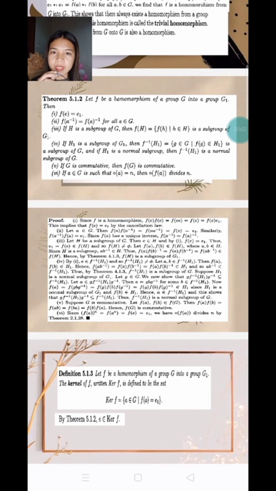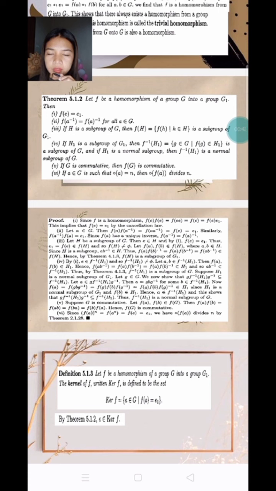In theorem 5.1.2, let f be a homomorphism of a group G into a group G sub 1. Then number 1, f of e is equal to e sub 1. Number 2, f of a raised to the negative 1 is equal to f of a, all raised to the negative 1, for all a in G. Number 3, if H is a subgroup of G, then f of H, the set of f of h such that h is in H, is a subgroup of G sub 1.